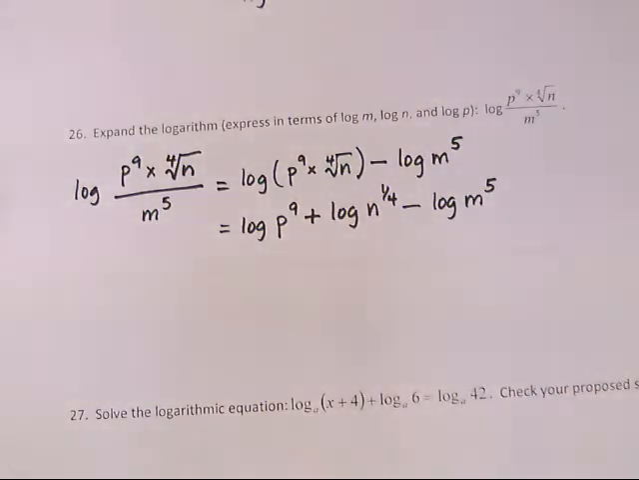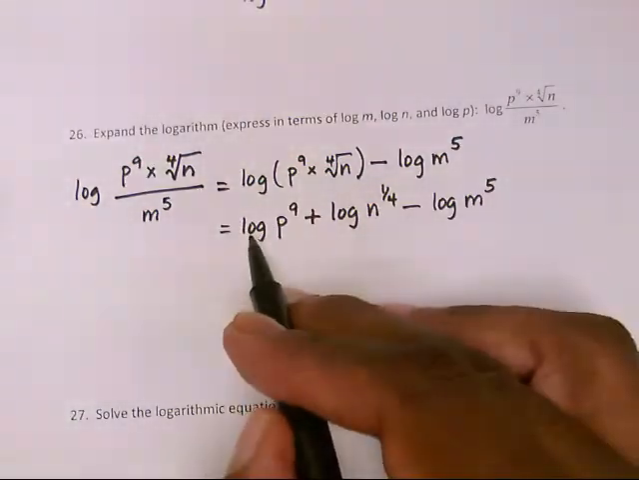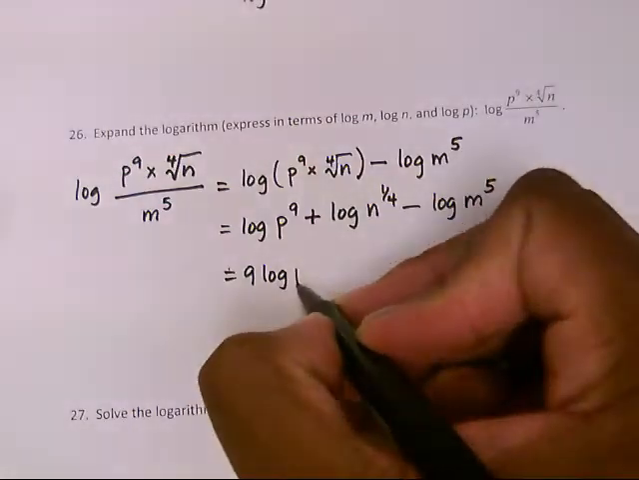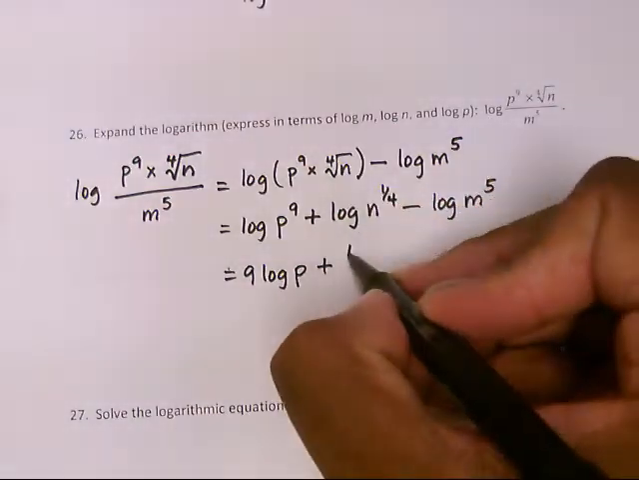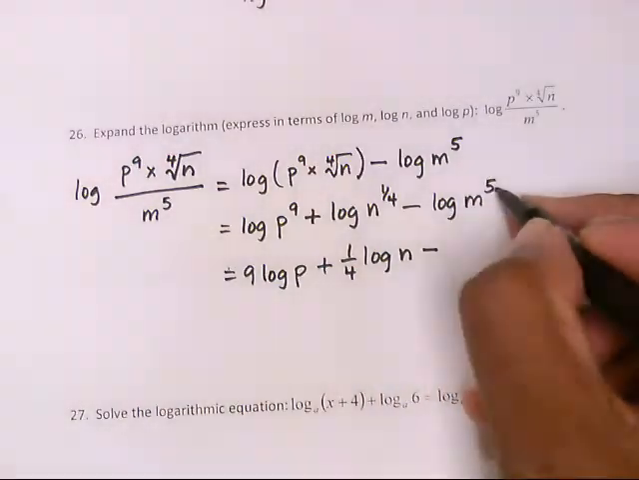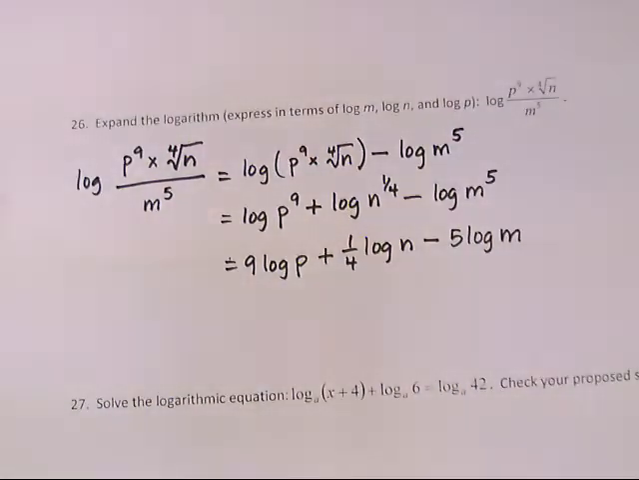Now for each term, I'm going to apply the power rule by putting the exponent in front of the logarithm. So here, log of p to the 9th, that 9 will go in front of log of p. Plus the 1/4 for log of n to the 1/4, that 1/4 will go in front of log of n. And then minus for log of m to the 5th, that 5 goes in front of log of m. So this will be my expression expanded as a sum and a difference of logarithms here. 9 times log of p plus 1/4 log of n minus 5 log of m.